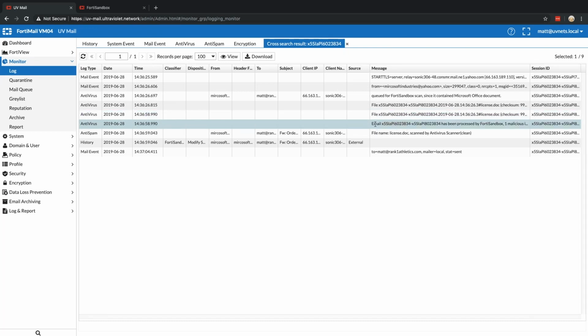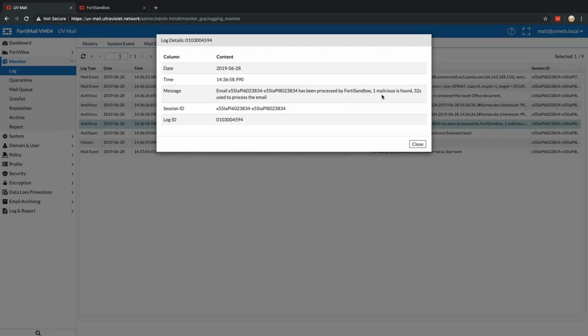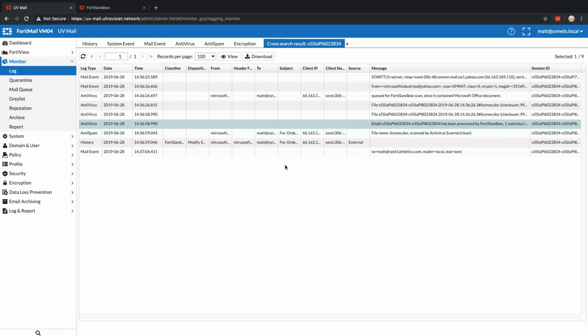At this point, we can see that it's been processed by FortiSandbox, and it did find one malicious file. So at this point, I am convinced and I'm totally happy with the fact that it's found a file that I'm not supposed to be seeing on my network.